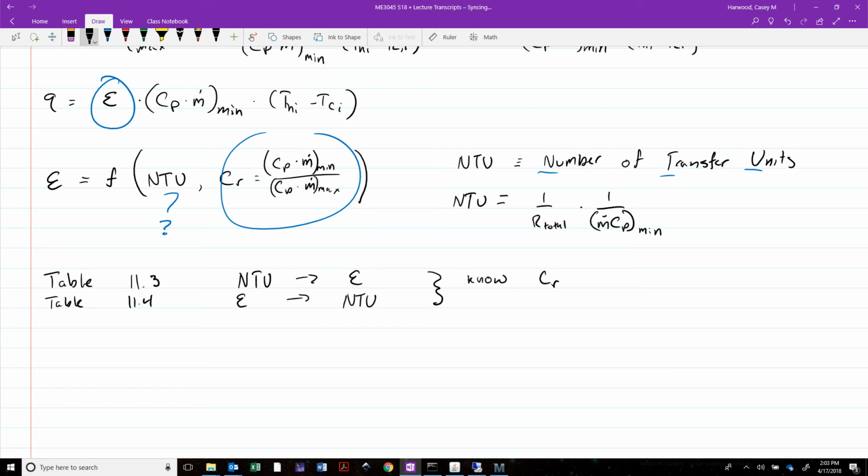So this NTU and these effectiveness parameters talk about the same thing. They both tell us how efficient a heat exchanger can be, but they do so using different metrics. So enough talking about the way we would calculate these things in broad strokes. Let's do a specific example problem and show how the rubber meets the road, so to speak.